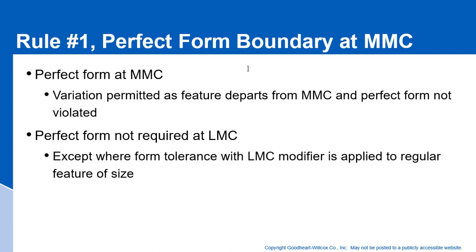Okay, so rule number 1, you need perfect form at MMC. And then that also states that when you approach the LMC, perfect form is not required. Okay, that's what I'm saying. When the part's at its MMC, that's when you worry about the part getting hung up and not fitting in its next level assembly. So as the part deviates from the MMC, you actually have more leeway in terms of how much tolerance you have on the form of features.